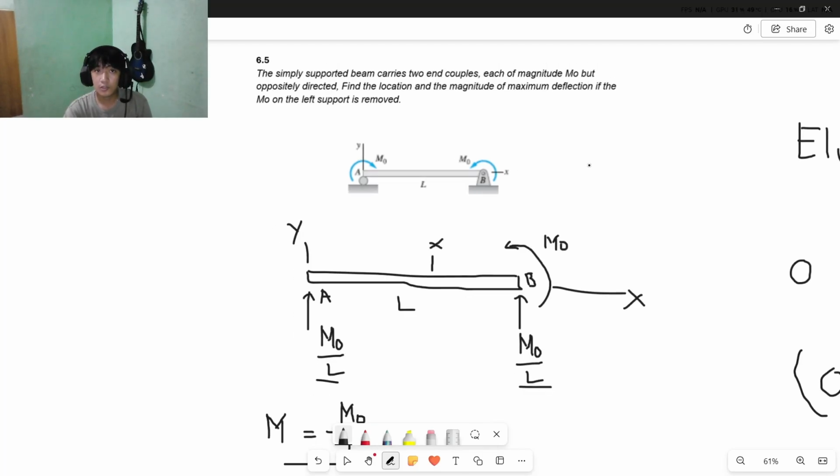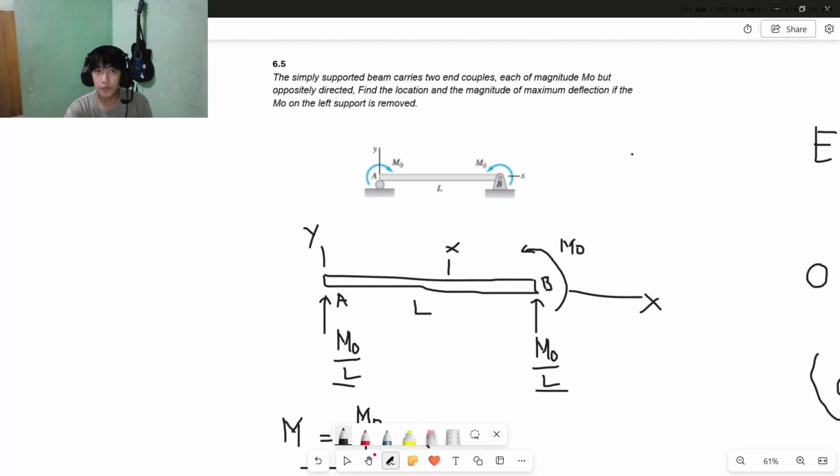So good day, this is my solution for the problem 6.5. Here, the simply supported beam carries two end couples, each of magnitude M sub O, but oppositely directed. So we need to find the location and magnitude of the maximum deflection if the moment M sub O on the left support is removed.